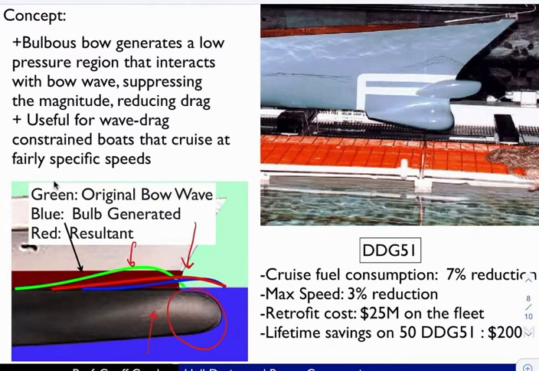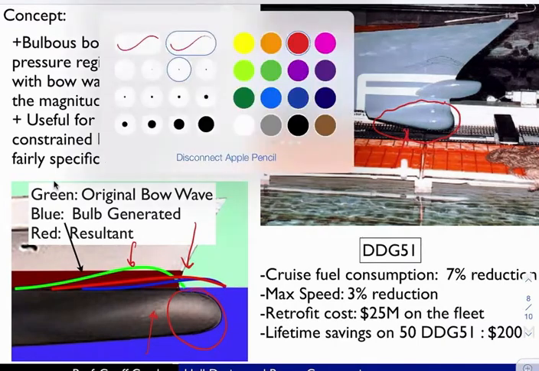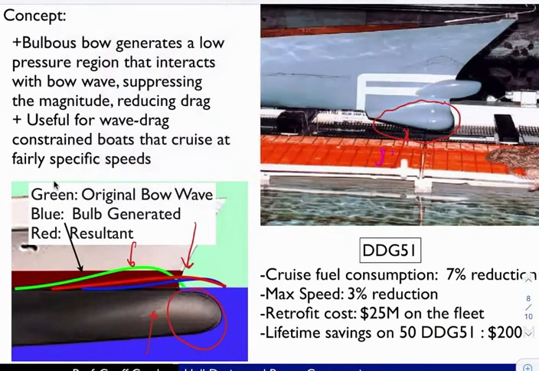Just an example, the DDG 51 case. So they have this thing here, which is actually a sonar dome. So this was already here on the ship when it was originally built. Oh, this is not working for me. Hang on. So this is sonar here, and then they added this piece here. This is the bulbous bow that they added on here. It is shown below the water line here.